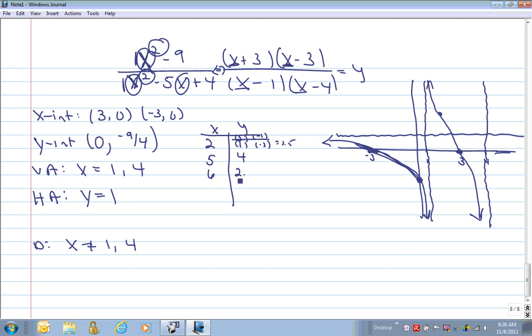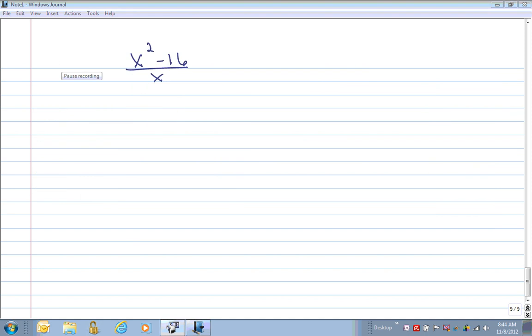So I'm going to go ahead and graph what those would be. So at 5, you'd be way up here at 4, and at 6, you'd be at 2 and something. Should be right here. So our graph again would come down and approach this asymptote, and your graph would look something like that. All right, let's look at graph number 3.